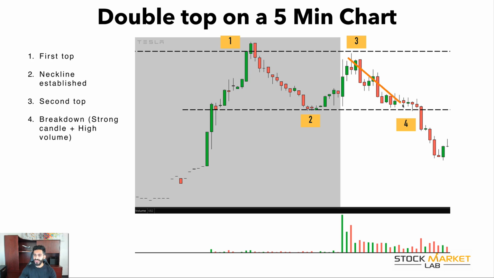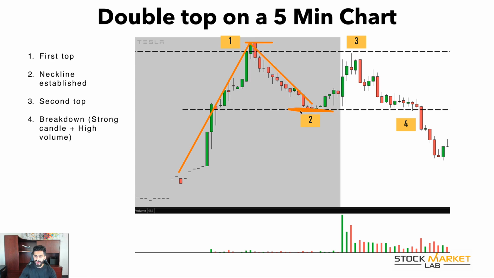Once the second top is formed, you can see what happens. The stock goes back to the neckline, holds around the neckline, and then boom. As soon as it breaks the neckline, that gives us confirmation that this stock will most likely go down. Now if you look at this trade, was that a strong break? Yes, that was a strong break. Strong red candle, increased volume, the stock continues to move down. Very strong move.